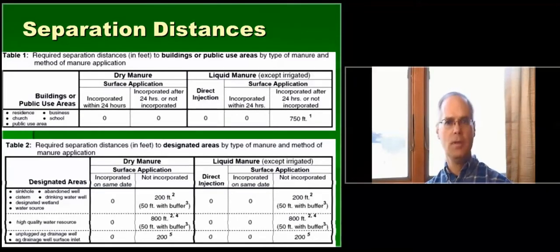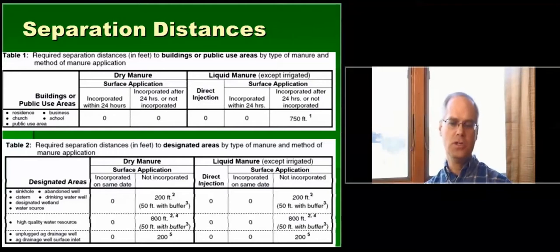But one of the things you need to be aware of when you're applying manure is there is some separation distances. For dry manure, it's not a big deal with public use buildings. For liquid manure, it is. If you're applying liquid manure and you're just spraying it on top of the field and you're not incorporating it within 24 hours, then you need to stay at least 750 feet away from any residence, any church, business, school, public use area. In other words, anything that's not yours, you have to stay at least 750 feet away. So you may not be able to spread right to the edge of your field as you look at that.